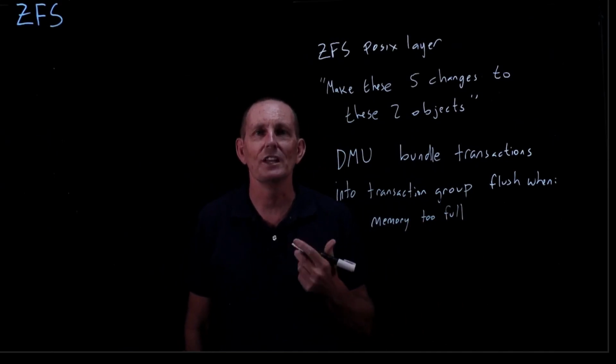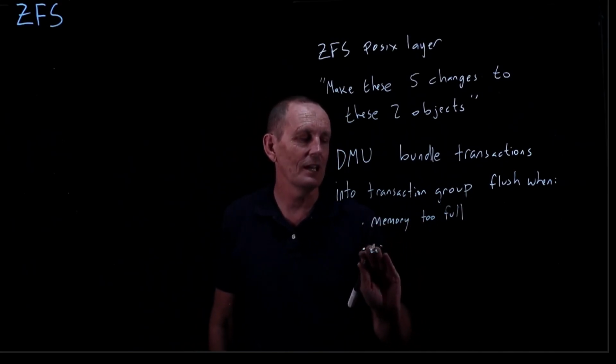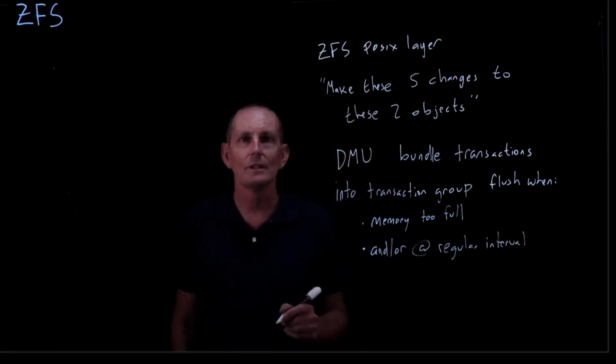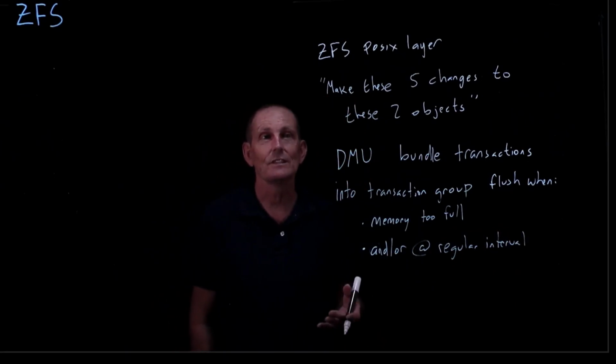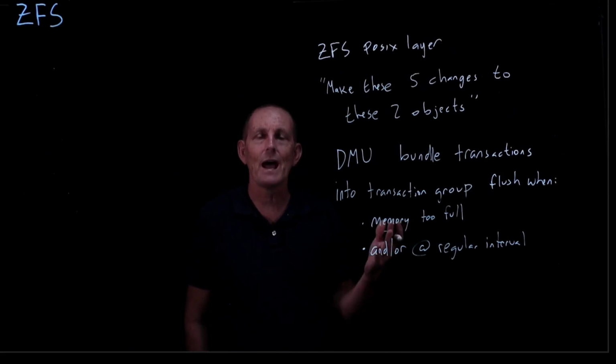And so that may be some percentage of system memory we're using, or I should really say, at a regular interval. What's that interval? I don't know, 5 seconds, 10 seconds, 15 seconds, something like that. That's fine.